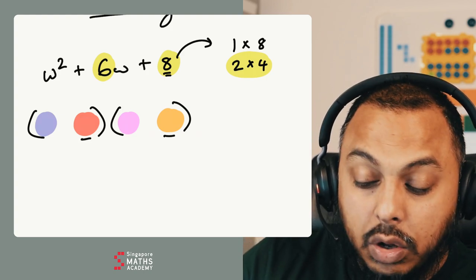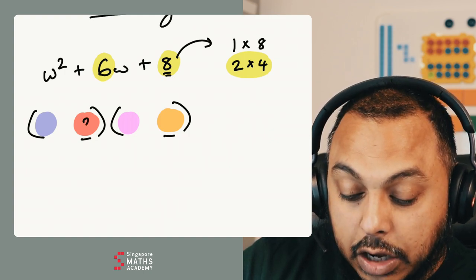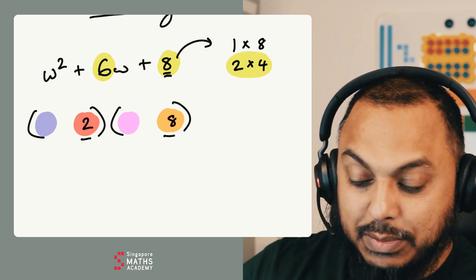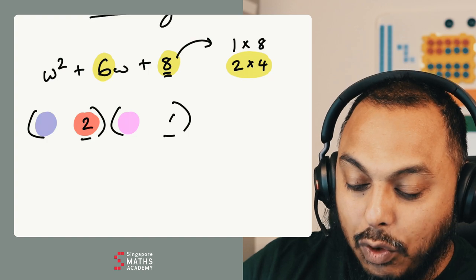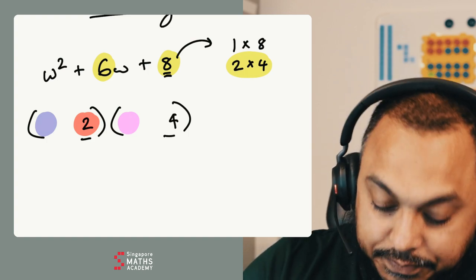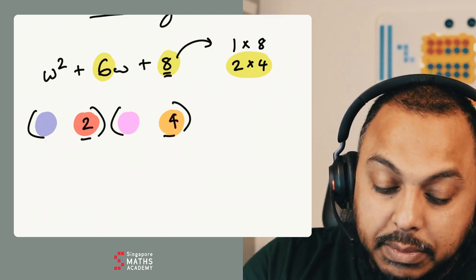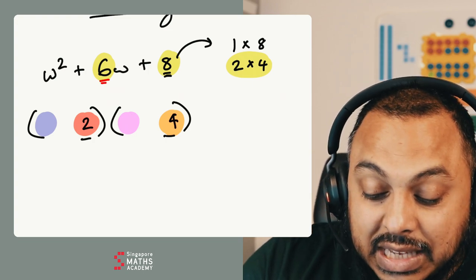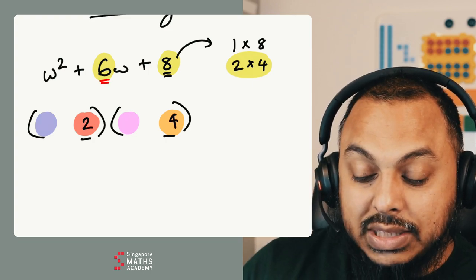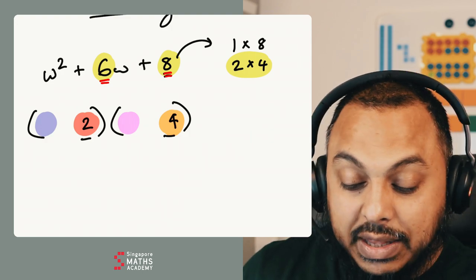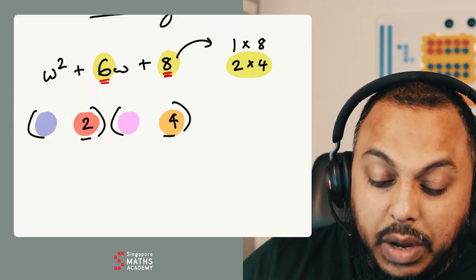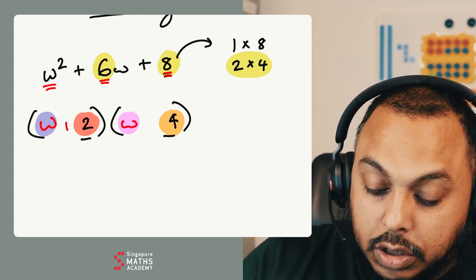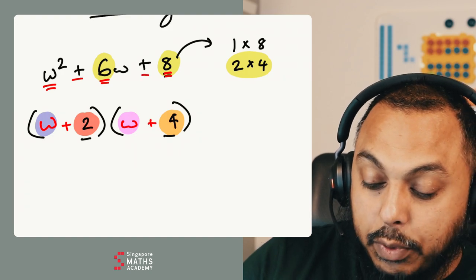2 and 4 are the only ones that are going to give me 8 at the end, because 2 times 4 is going to be 8. And so 2 times 4 is 8, and 2 add 4 is 6. The 6 is going to be the middle part. 2 add 4, 6. 2 times 4 is going to give me the 8. And so I know the only way I'm going to get w squared is going to be w times w. So they're all positives. So I'm going to write positive here as well.